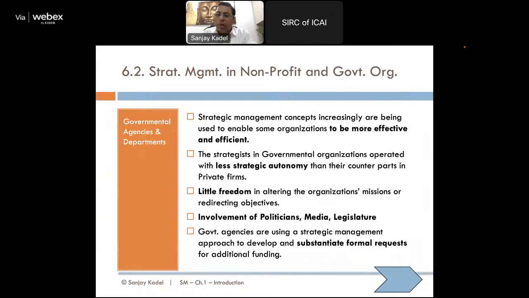So you'll have to read through these concepts. This is more of a practical sample which has been selected just to give you an insight that strategic management is generally used in business organizations only. But sometimes even not-for-profit organizations and government organizations also make use of strategic management techniques. So this topic gives you the insight on such things.